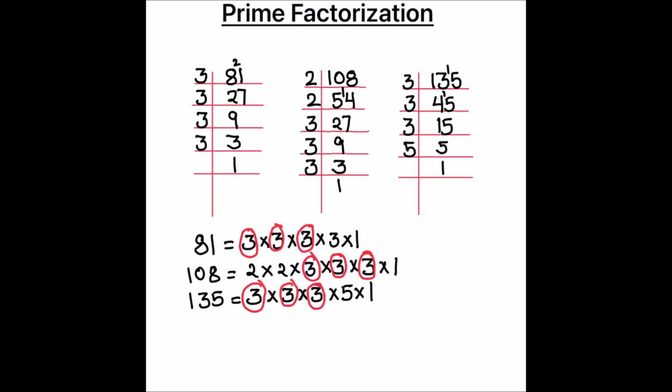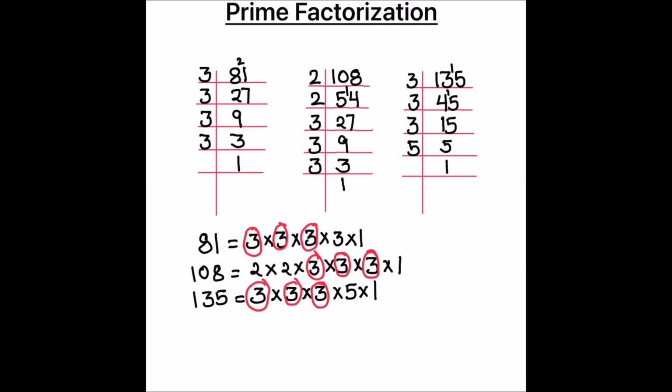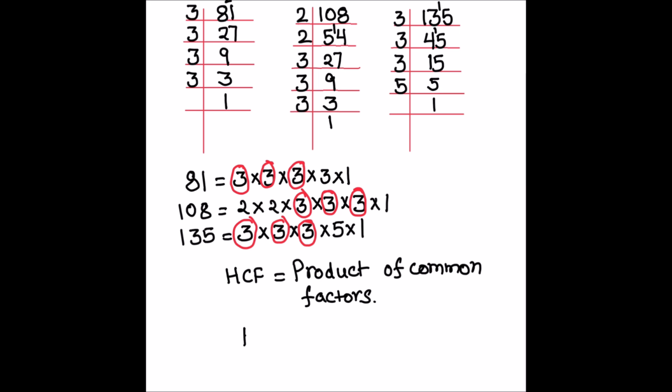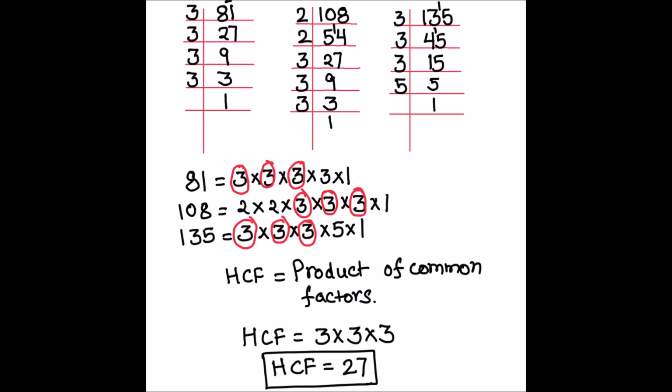To find the HCF of the three numbers, we need to take the product of common factors. So the HCF of the three numbers will be product of common factors. So let's take the product of all the common factors here, which is 3 times 3 times 3. So the HCF of the three numbers is 3 times 3 is 9 and 9 times 3 is 27. So this is how we find the HCF using prime factorization.